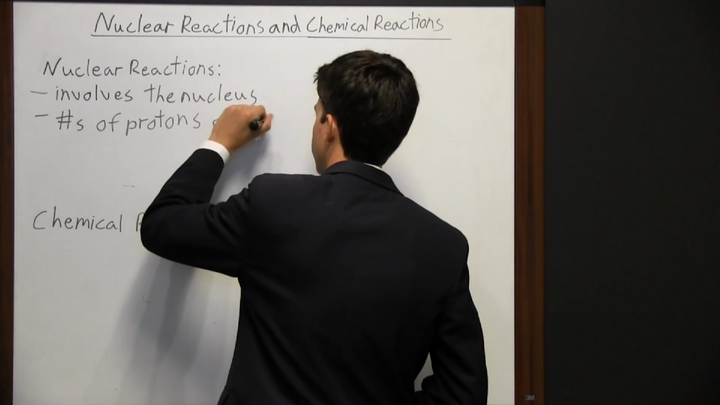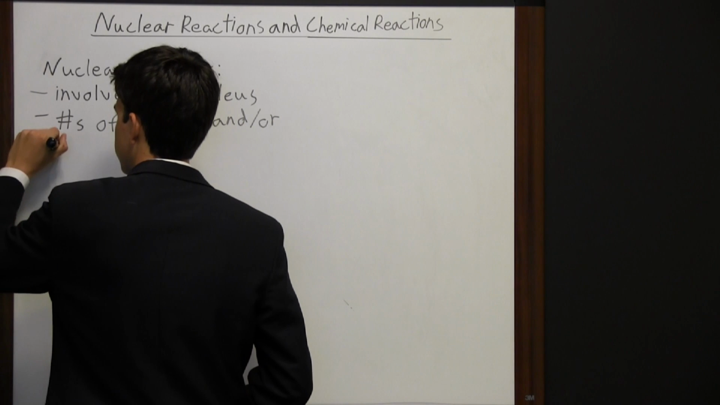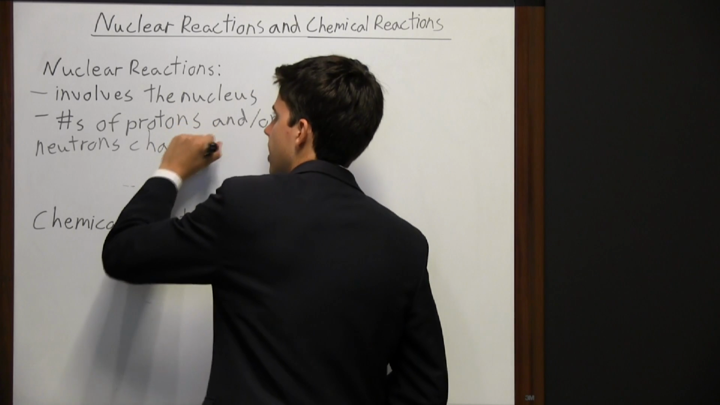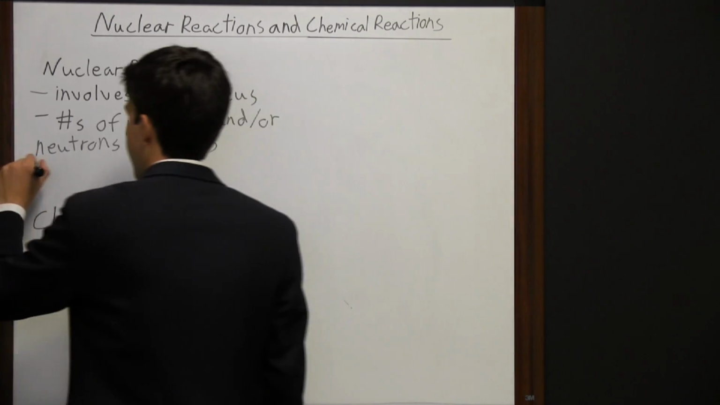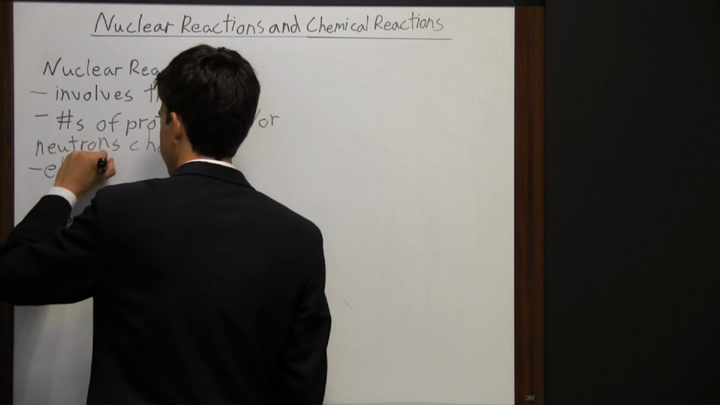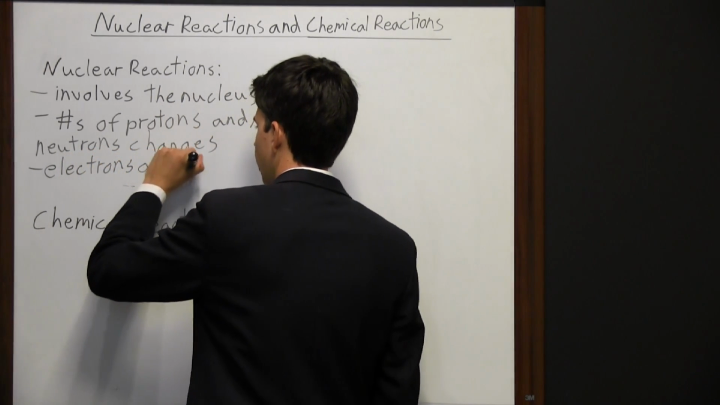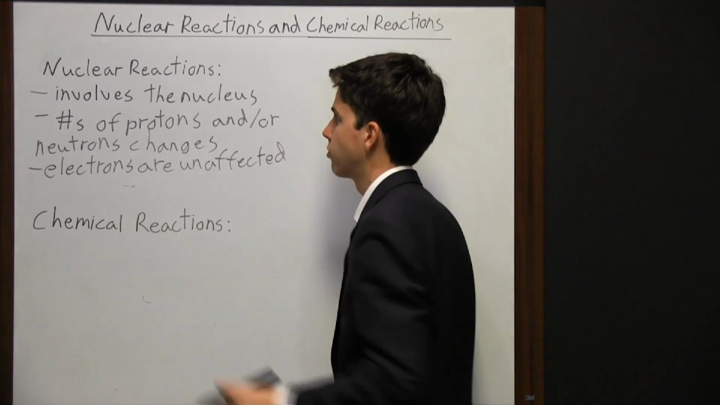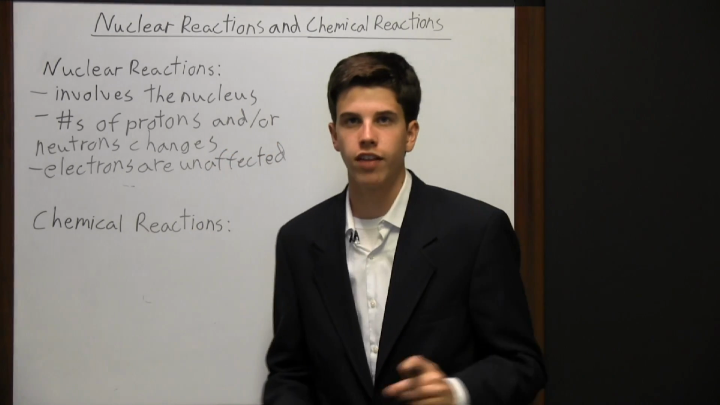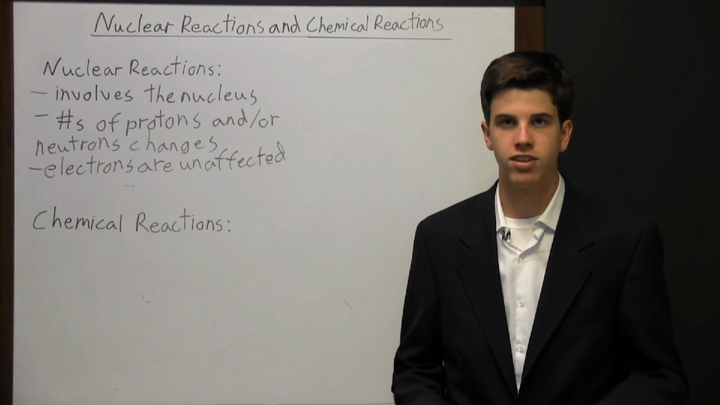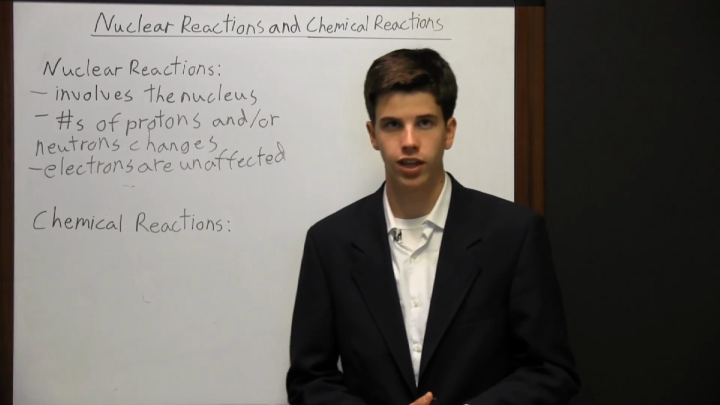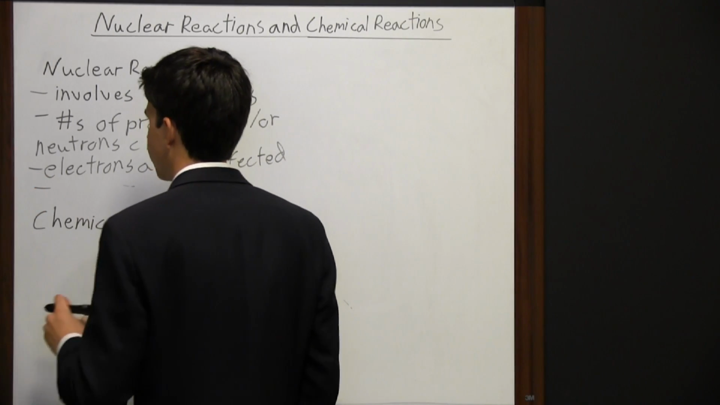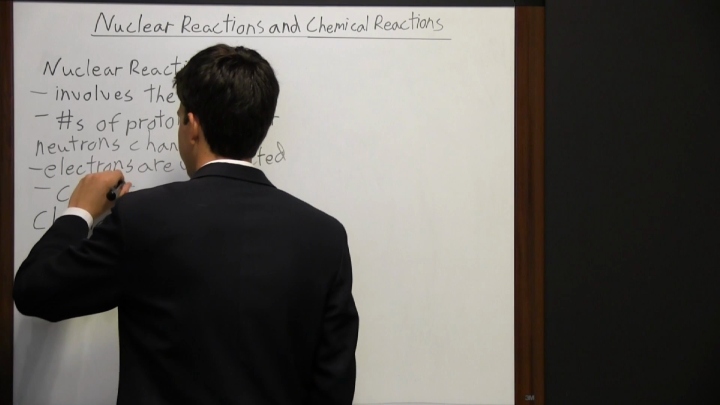and/or neutrons change in a nuclear reaction. Now, the electrons are unaffected. So while the nucleus of the atoms going through a nuclear reaction is changing, the electrons orbiting the nucleus remain the same, or the numbers of electrons orbiting the nucleus remain the same. And then finally, nuclear reactions can form different elements.